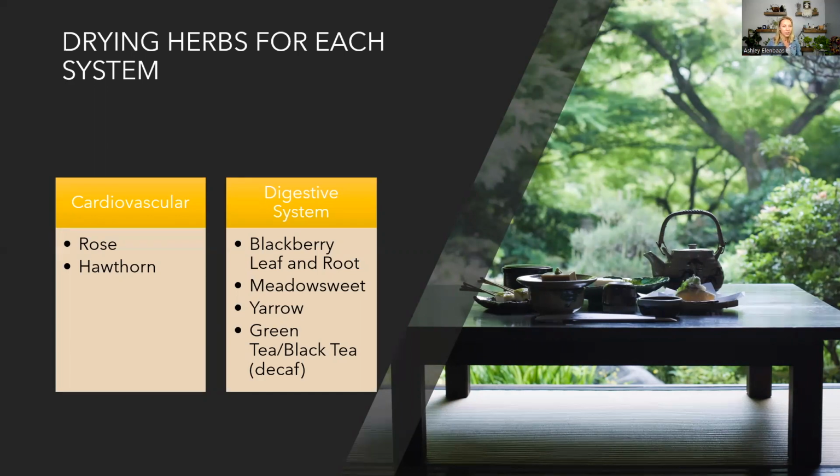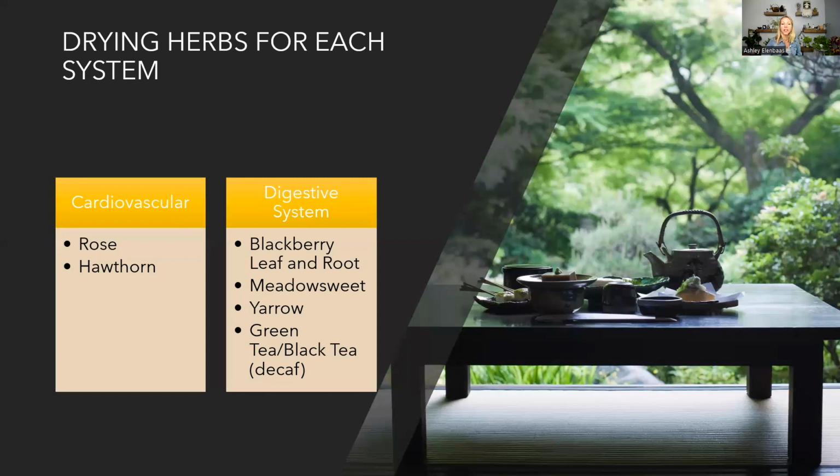Now, for the digestive system, herbs that are astringent would be things like blackberry leaf and root. Again, the root is going to be more astringent. Blackberry root is my favorite go-to herb for diarrhea, chronic or even acute diarrhea. Meadowsweet is a wonderful digestive astringent plant. It also has a little bit of an anodyne quality, so it can be helpful for pain. It has the same compound as aspirin has in it. Yarrow is a wonderful, gentle astringent for the digestive system.